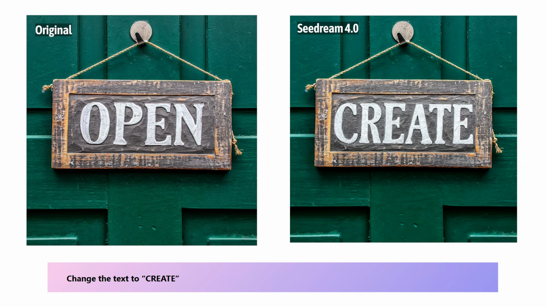For Seedream's version, it's also very strong. The word create is clear and bold, but the outline is more rough and the shadows are not quite there. Still a good generation overall. For this test, the winner is Nano Banana.